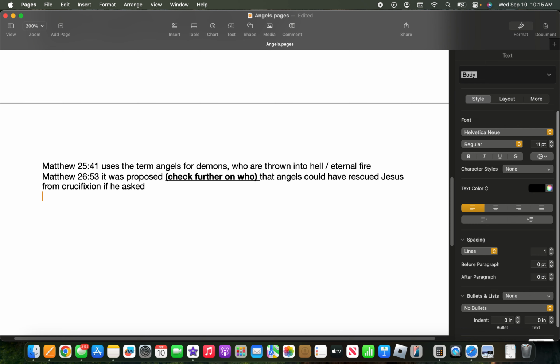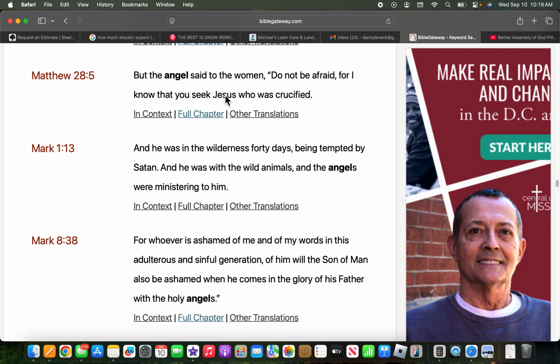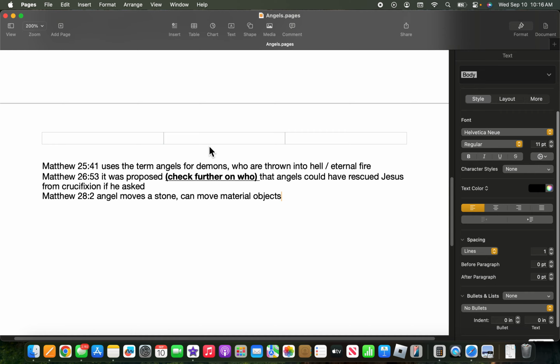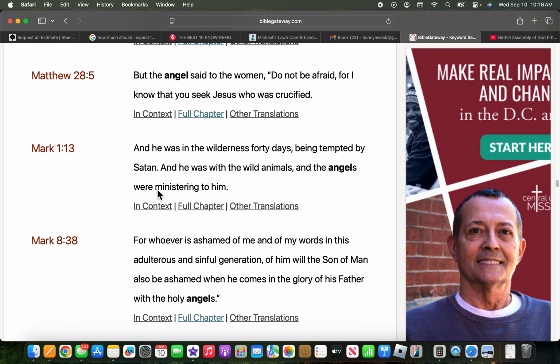So Matthew 28:2, angel moves a stone. So they can move material objects. Something to keep in mind. But the angel said to the woman, "Do not be afraid, for I know." Okay, so that's just interacting with humans again. 28, verse 5.